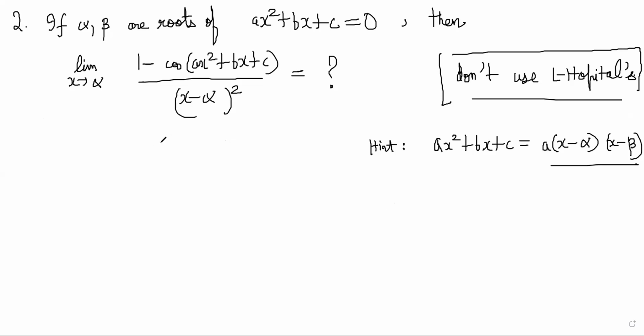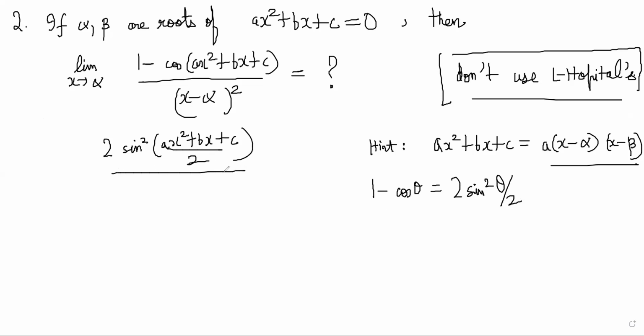What are you guys trying? We write it as 2 sine square. That is correct. 1 minus cos theta is 2 sine square theta by 2. So it becomes 2 sine square of (ax square plus bx plus c) by 2, by (x minus alpha) square.